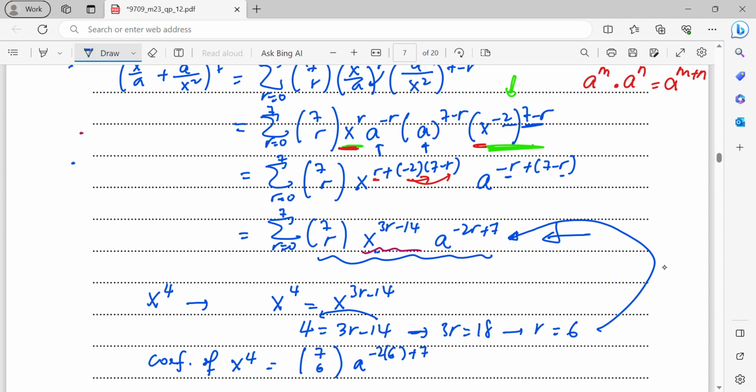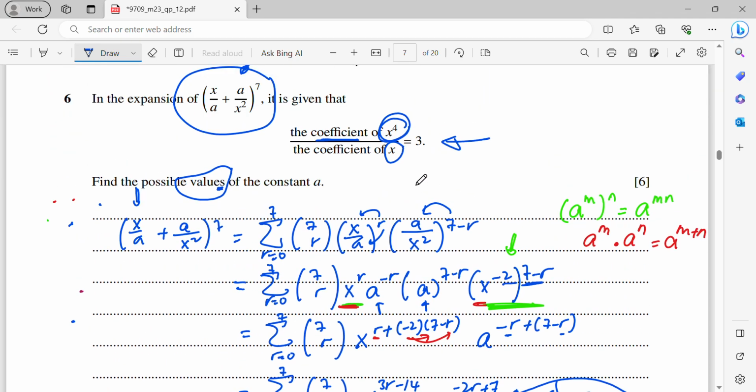Then plus 7 over here, which means this is going to be 7c6 a to the power of negative 12 plus 7. So you will get negative 5. And then you will be getting 7a to the power of negative 5. So that's the coefficient for x to the power 4.